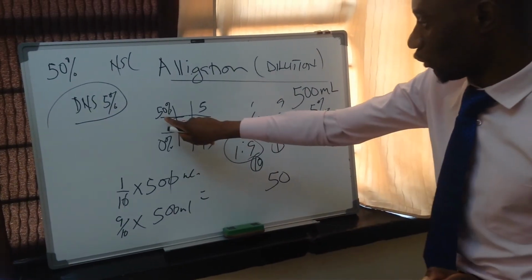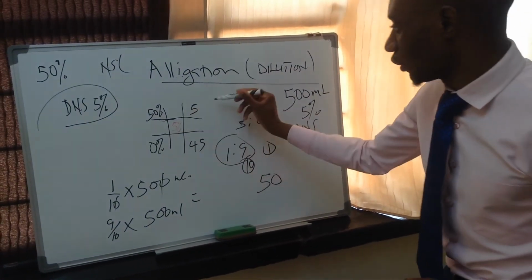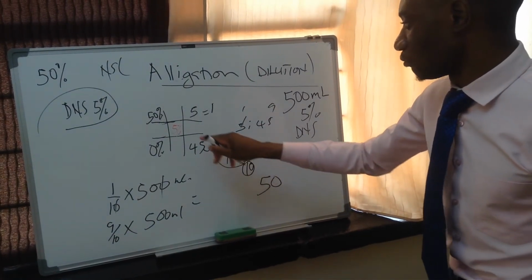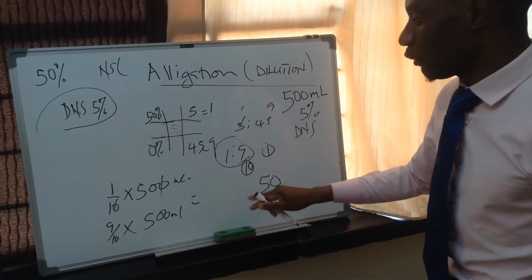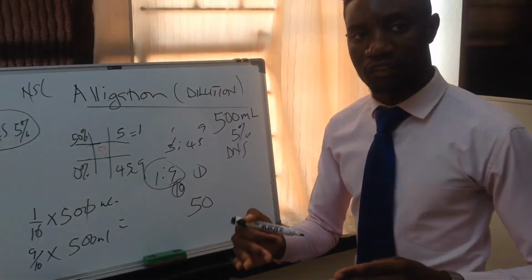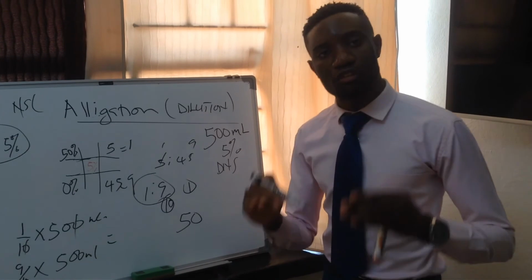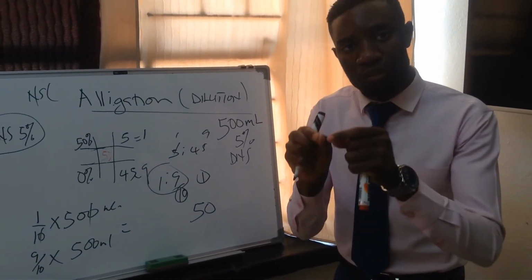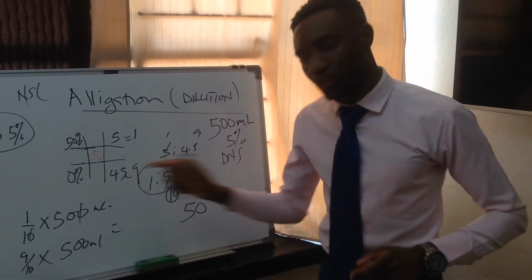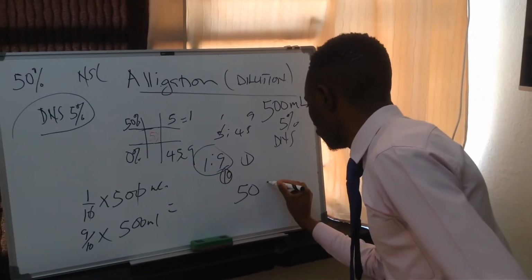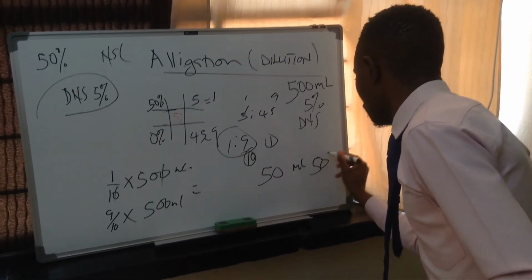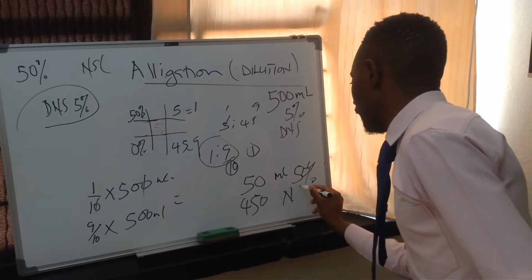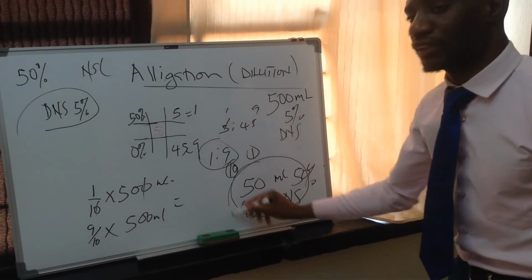Remember this one represents 50% dextrose. You see 1 on top here, so 50% is the 1 here. This is a 1 to 9 ratio, as I used the ratios here. So 1 part of this, 9 parts of the other. What it means is that if I want to make 500 mils of 5% DNS, I need 50 mils of 50% dextrose mixed together with 450 mils of normal saline. So I mix 50 mils of 50% dextrose with 450 mils of normal saline. Then I've made a 5% DNS.